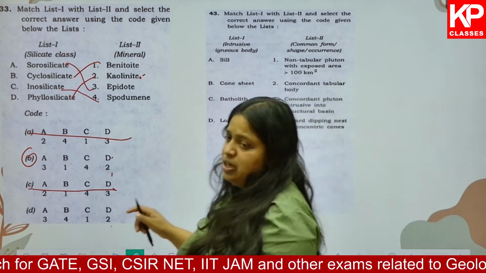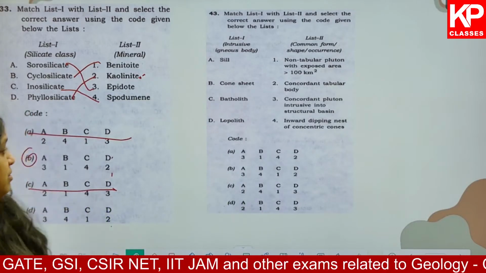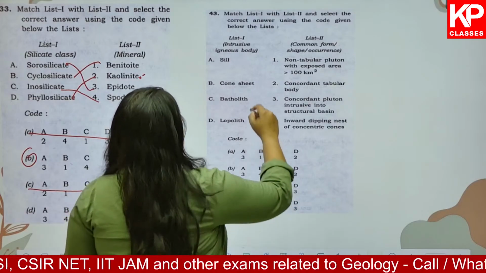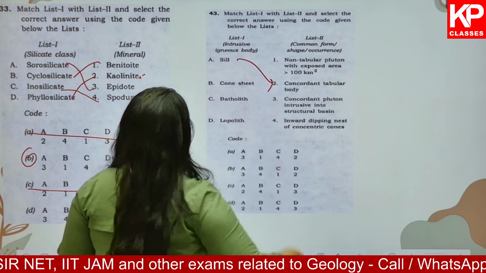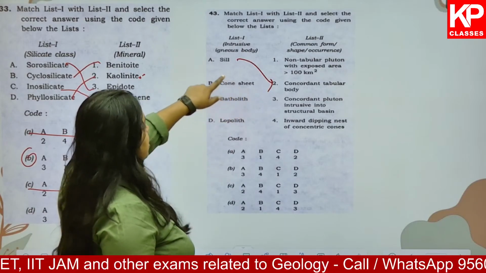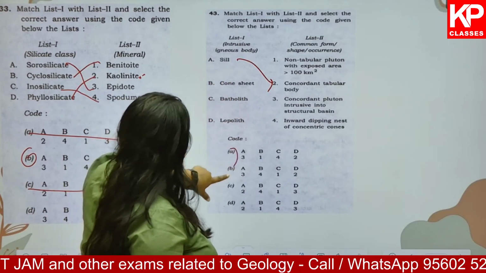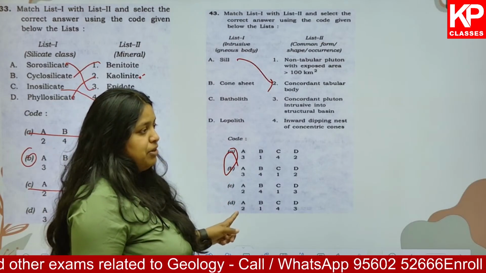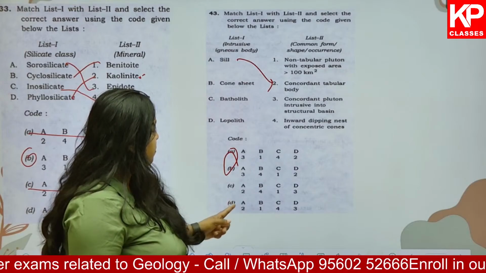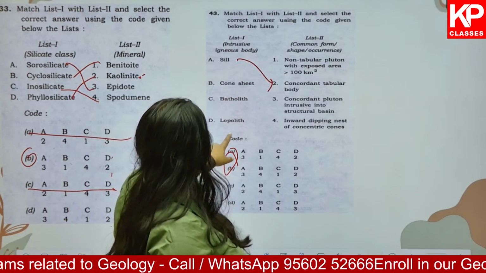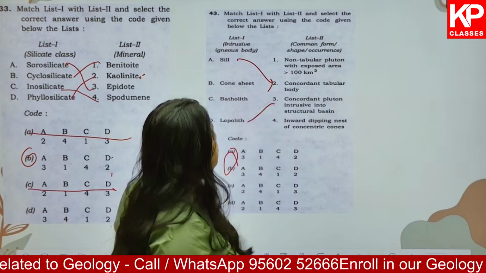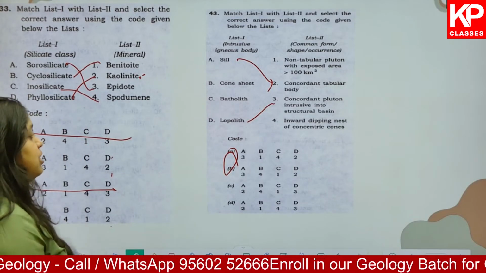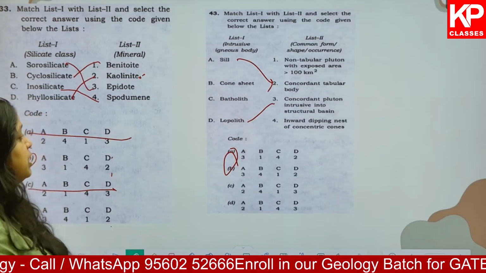So over here, what would be the answer? So the sill terminology is a concordant tabular body. Obviously sill is a concordant tabular body. So these A and B options are cancelled out. Only C and D options are left. Now moving on to the next one. Lopolith is a concordant pluton intrusive into a structural basin.